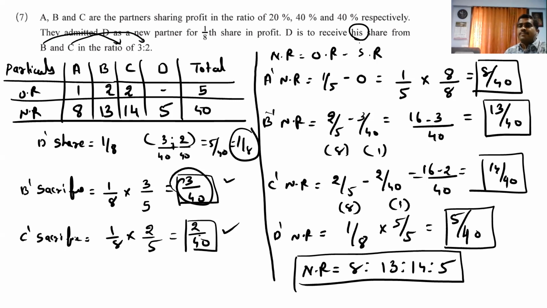The same way C, old ratio 2/5, while sacrifice, how much has it come? 2/40. 2/5 minus 2/40: 5 8s are 16 minus 2 upon 40. It comes to 14 by 40. While D's new ratio, that is 1 by 8 into 5 by 5, that is 5 by 40. So the new ratio comes to us 8 is to 13 is to 14 is to 5. Total comes to 40. Clear?